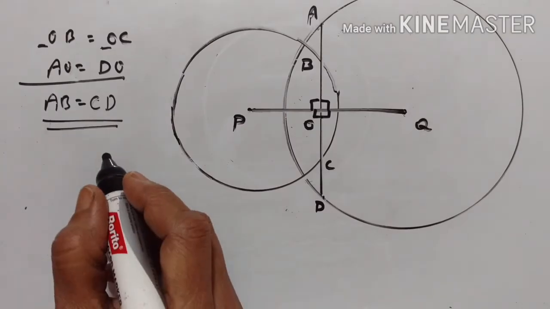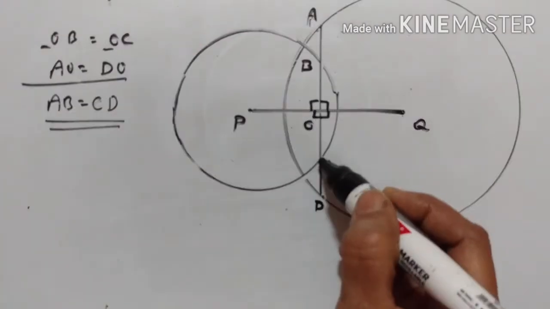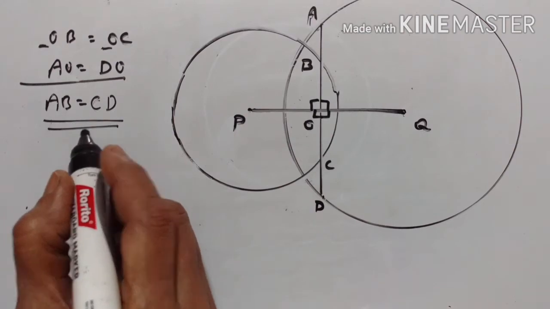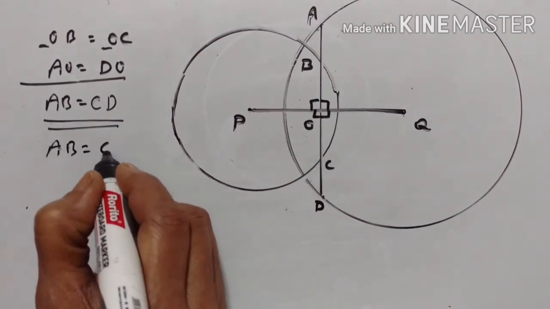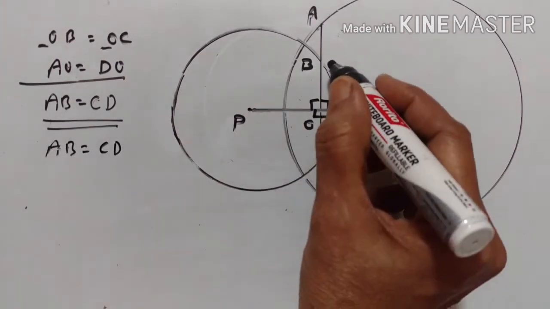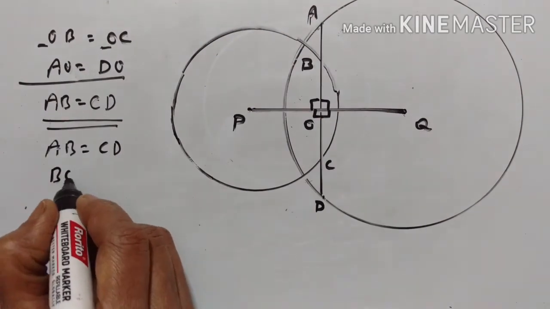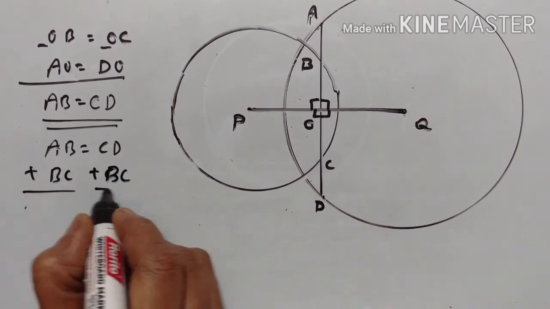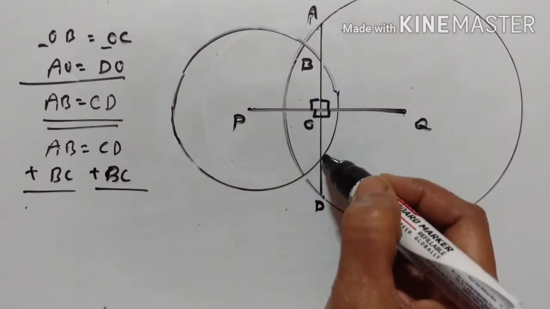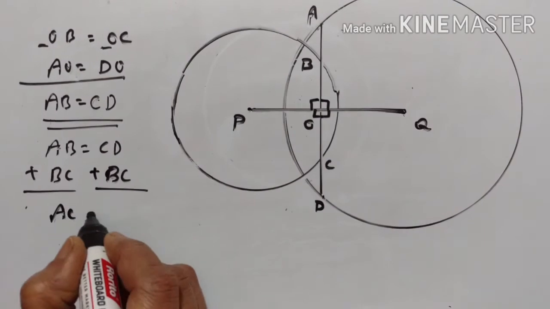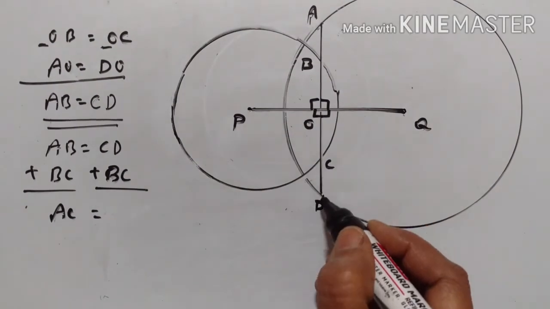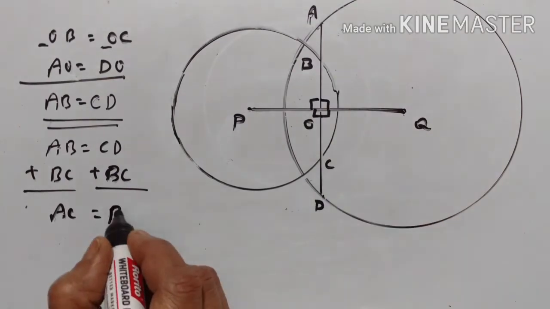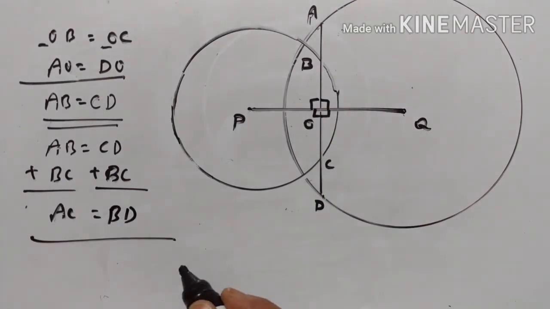Now we have to prove that AC is equal to BD. Now we have proved that AB is equal to CD, right? Let us add BC to both the sides. What do we get? AB plus BC is equal to AC. CD plus BC is equal to BD. AC is equal to BD.